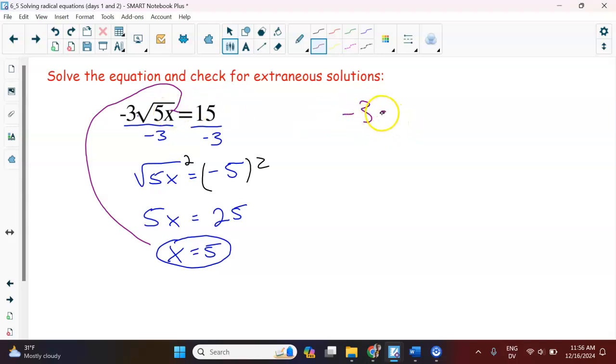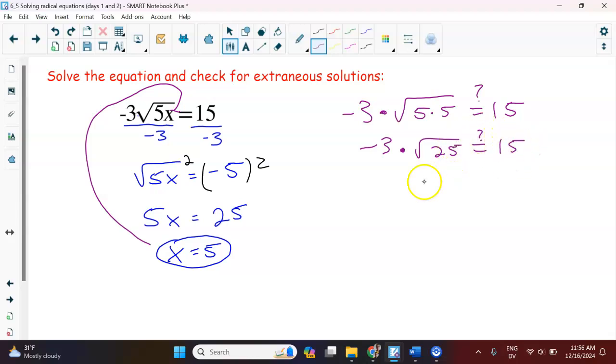So we're going to do negative 3 times the square root of 5 times 5. And we want to see, sometimes I put a question mark here, because we want to see if that comes out to be 15. So we end up with negative 3 times the square root of 25. Okay, and we end up with negative 3 times 5. Okay, and that does not equal positive 15. Negative 15 does not equal positive 15.